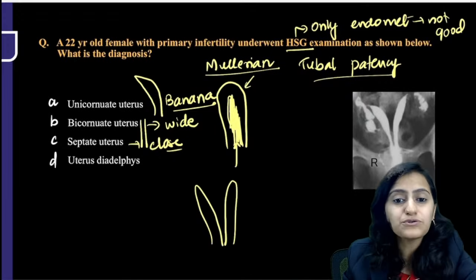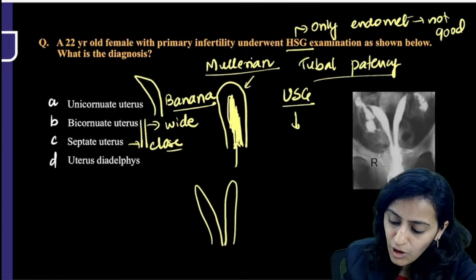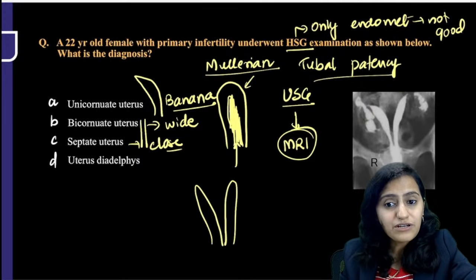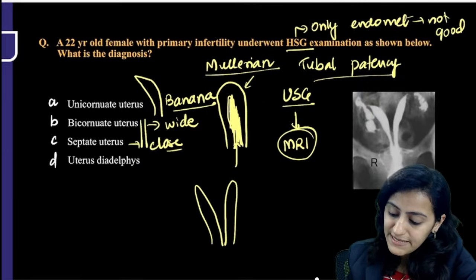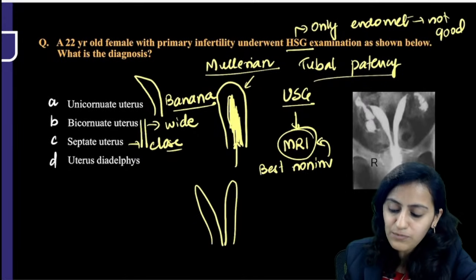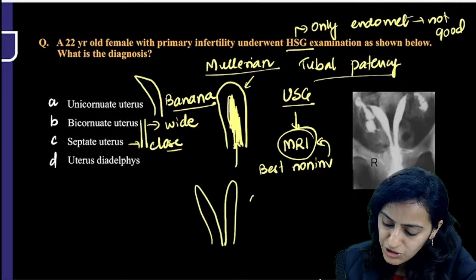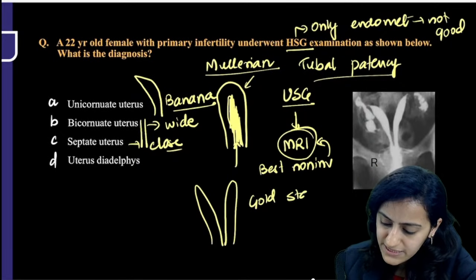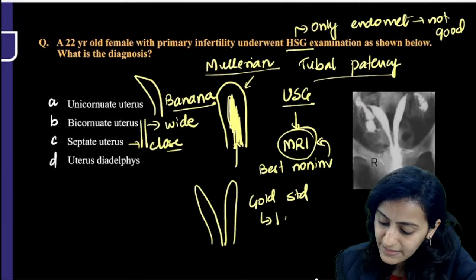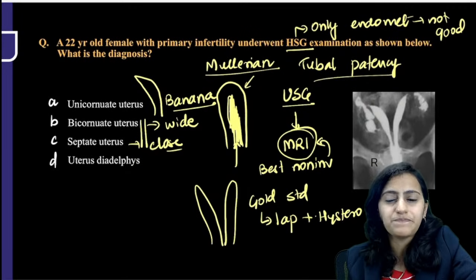So what we need to do next is ultrasound. We have 3D ultrasound, or even better than that is MRI. So if the question is, what is the best non-invasive investigation for Mullerian anomaly, then it is MRI. If the question is overall the gold standard or the best investigation for Mullerian anomaly, then it is going to be laparoscopy plus hysteroscopy, right?